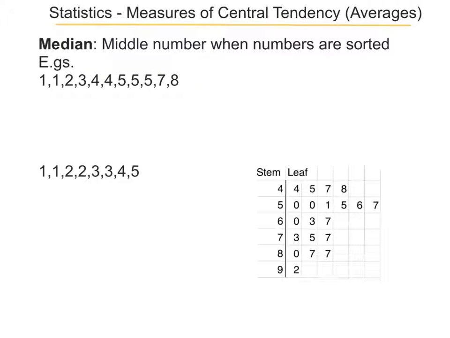Another sort of average is called the median. And the median is the middle number when the numbers are sorted. So in this first example, all the numbers have been put in order from the smallest to biggest, and I just need to find the middle one. 1, 2, 3, 4, 5, 6, 7, 8, 9, 10, 11 numbers. 1, 2, 3, 4, 5, 6. The middle number is this one here, so the median is 4. And that's a good typical number for that set of data.